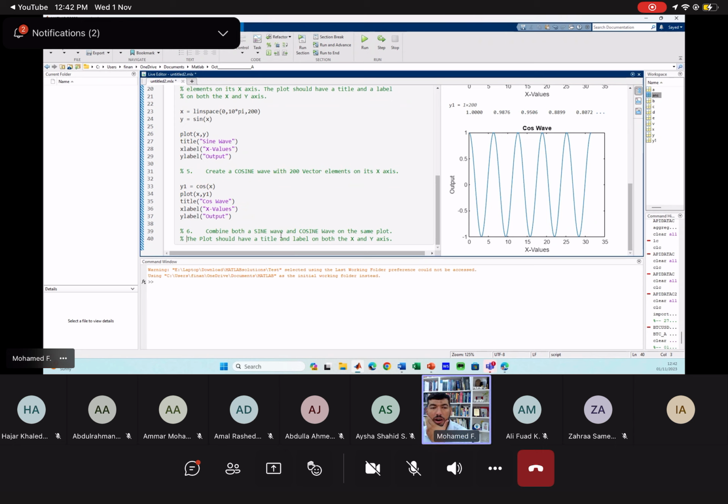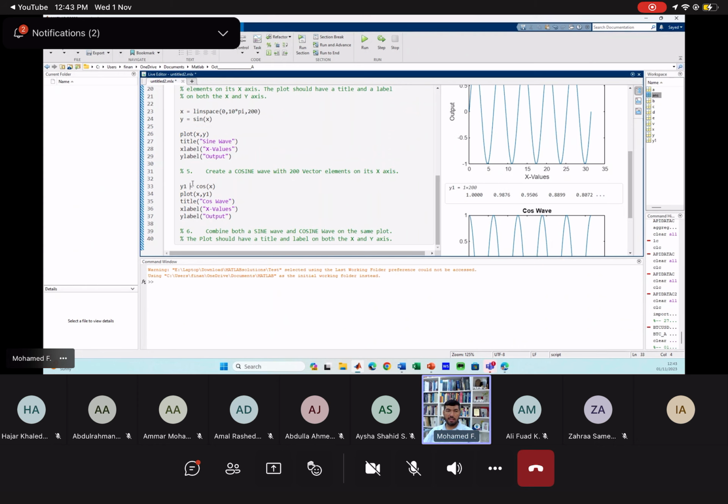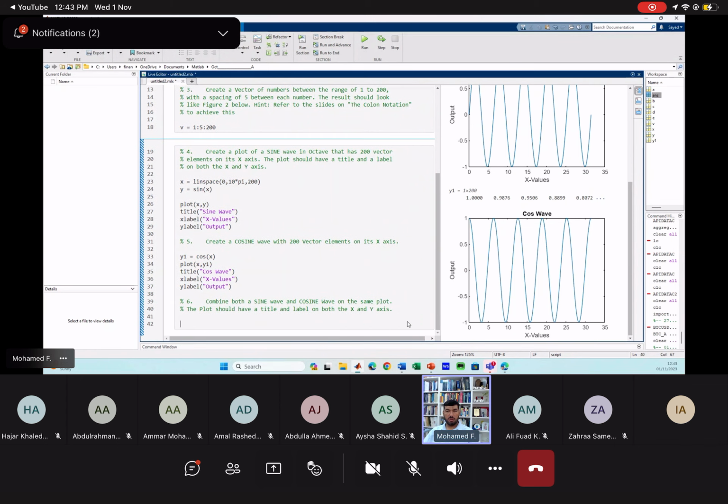It says here, combine both sine wave and cosine wave on the same plot. The plot should have title, label, and both x and y axis. Now, just to have it as a complete function, you might write this line again here, but you don't have to. Okay. I'm just going to take that one down so we can have more space. You can look at it.